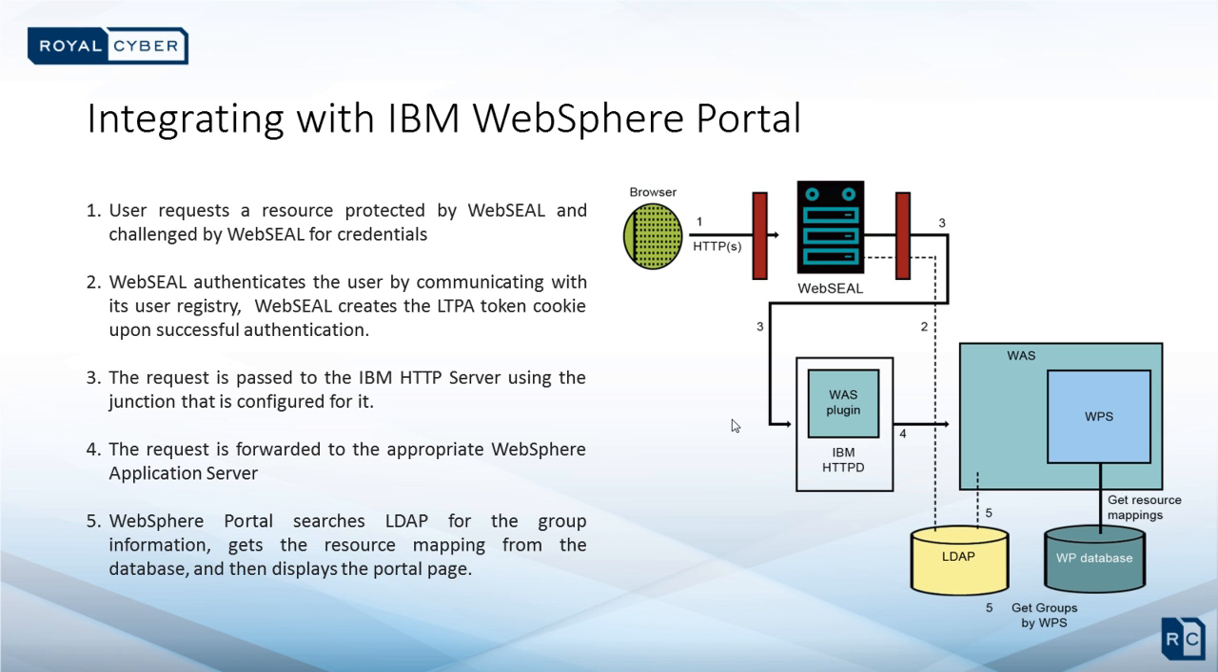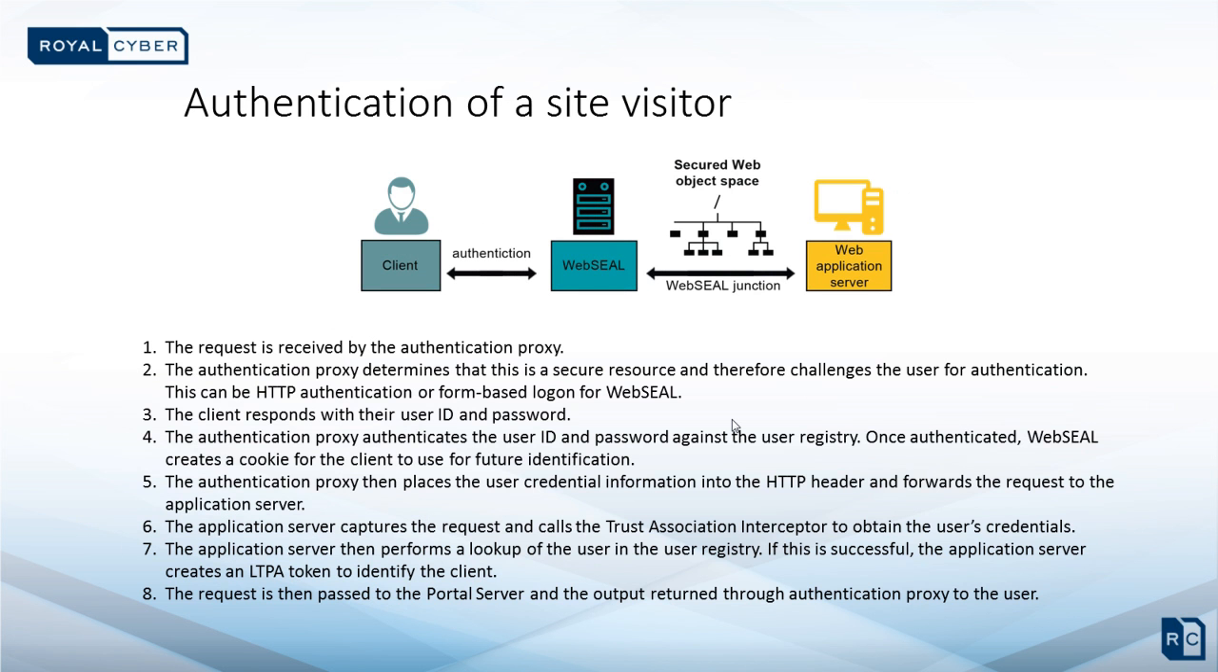In the final step, if the TAI, that is the Trust Association Interceptor, is not enabled, the WebSphere application server gets the LTPA token in the header. The application server only creates the session cookie for this user and assumes that this user has been authenticated. WebSphere Portal then searches LDAP for the group information, gets the resource mapping from the database, and displays the portal page. That's how it works with WebSphere Portal. This is the general authentication mechanism of a site visitor visiting any protected resource that is behind WebSeal.